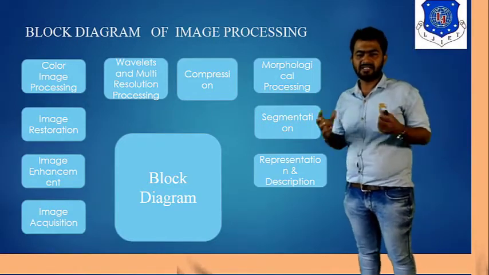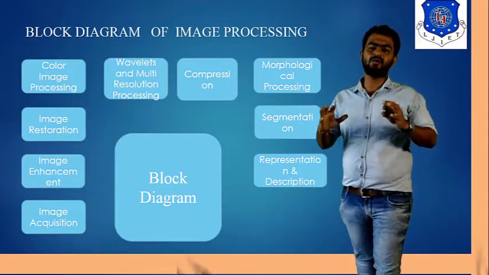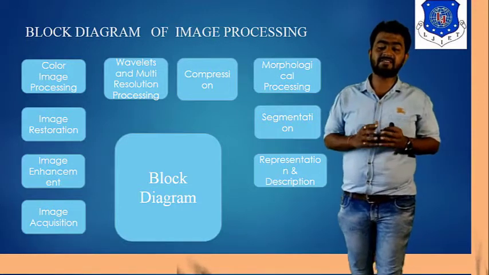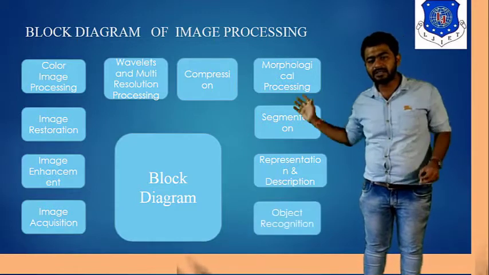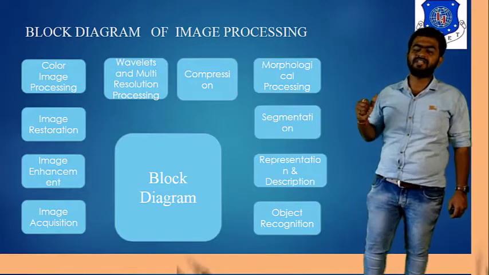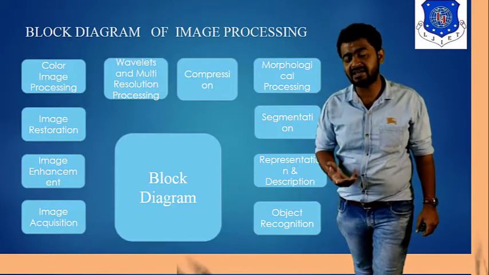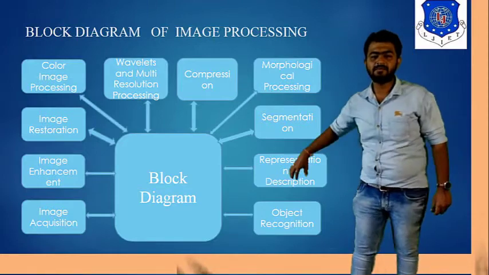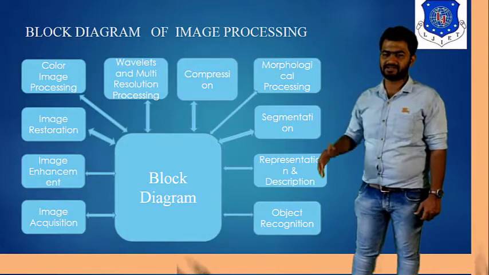And ultimately we're talking about representation and description. In terms of representation and description, we discuss the different types of patterns, the different types of algorithms, and the different types of machine learning algorithms. With the help of all these features and methods, ultimately we work on object recognition, or we can say target recognition, a classification pattern, or a verification pattern. So as you can see, this is the block diagram which starts with image acquisition and ends at object recognition.